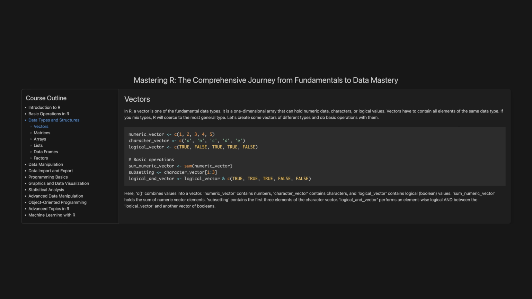Here, c combines values into a vector. Numeric vector contains numbers, character vector contains characters, and logical vector contains logical Boolean values. Sum numeric vector holds the sum of numeric vector elements. Subsetting contains the first three elements of the character vector. Logical and vector performs an element-wise logical AND between the logical vector and another vector of Booleans.